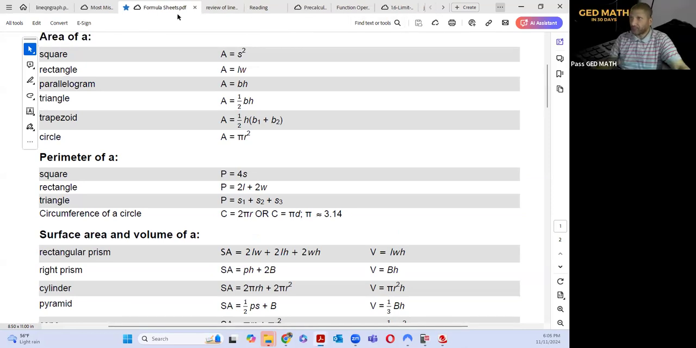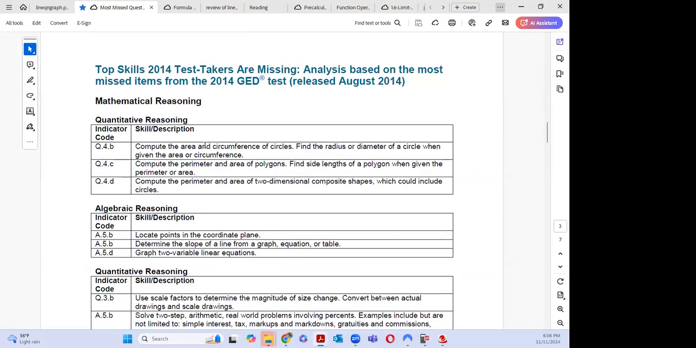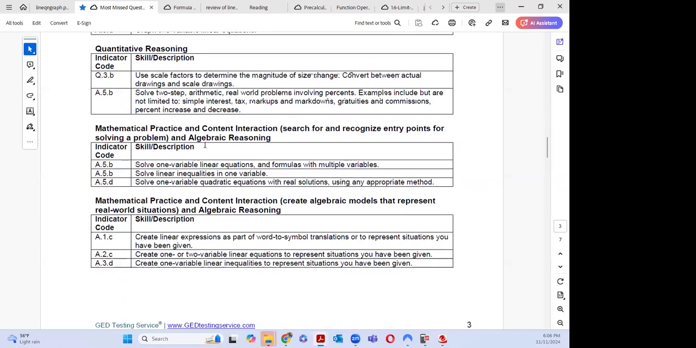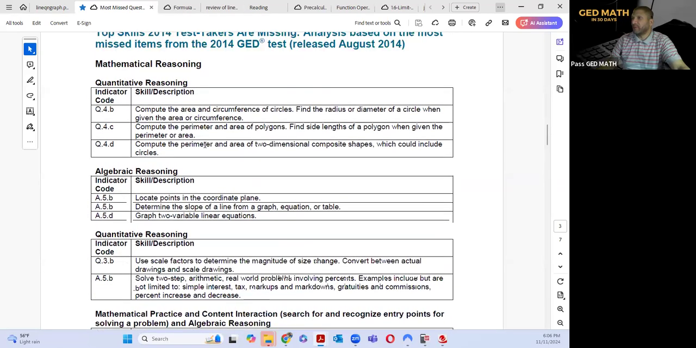So first of all, almost every exam will have some type of geometry. The most missed questions are compute the area and circumference of circles, find the radius or diameter of a circle when given the area and circumference, compute the perimeter and area of polygons, find the lengths of a polygon when given the perimeter, and compute the perimeter and area of two-dimensional composite shapes, which include circles. Also included in geometry is volume. So which one do you want me to go over?